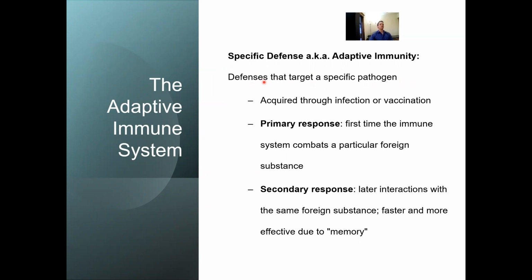Some characteristics we should know here: specific defense or adaptive immunity refers to defenses that target a specific pathogen. Very important here that we will start dealing with specific pathogens, and these aren't catch-all solutions as we discussed previously. We acquire this type of immunity through infection or vaccination.